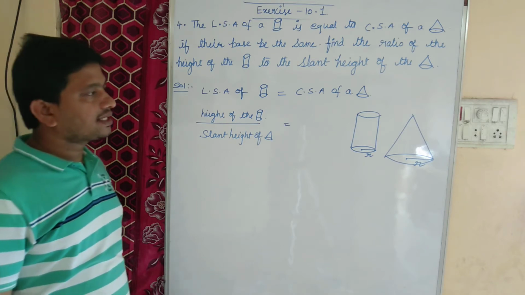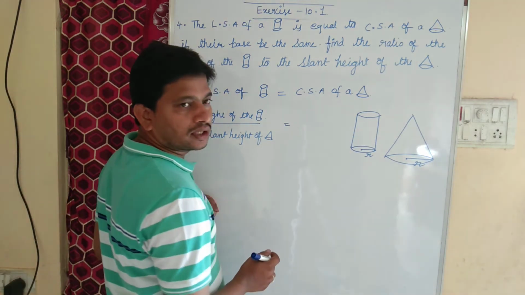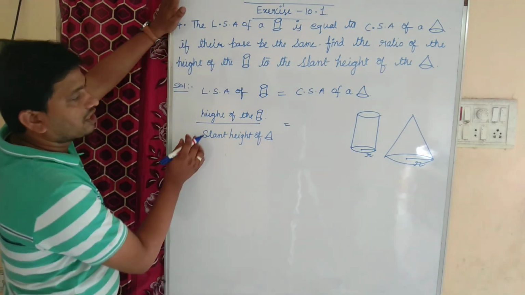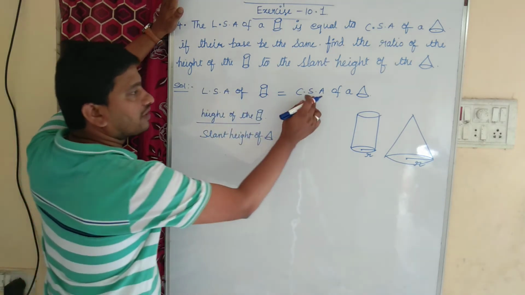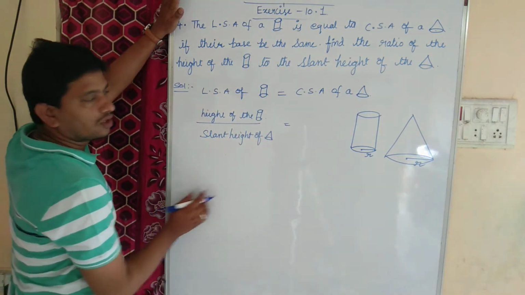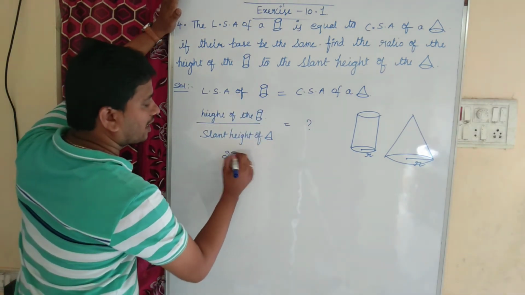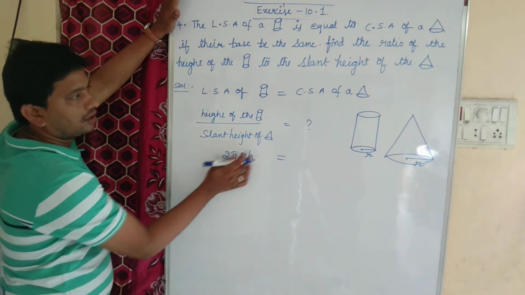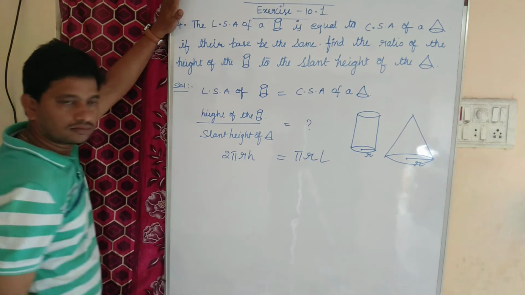Children, what is the CSA of a cylinder? That's what they have given in the question: the lateral surface area of the cylinder is equal to the curved surface area of the cone. We know that the lateral surface area of a cylinder is 2 pi r h, right? And the curved surface area of a cone is pi r L, children.